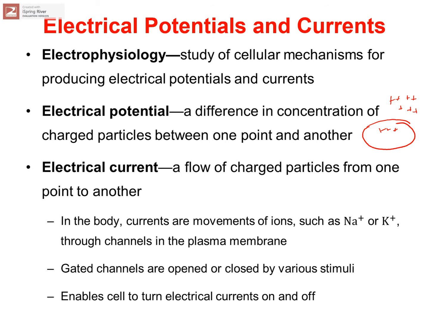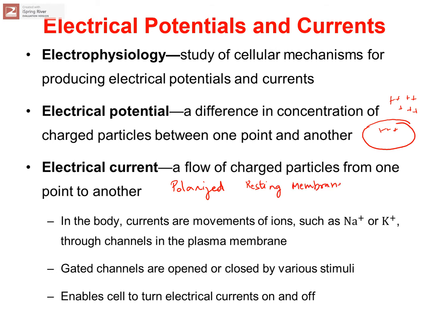And an electrical current is a flow of charged particles from one point to the other. Okay, and this is due to the movement of ions like sodium and potassium through transmembrane protein channels embedded in the plasma membrane. Okay, so the cells are all polarized. Okay, living cells are polarized, and they have something called a resting membrane potential.